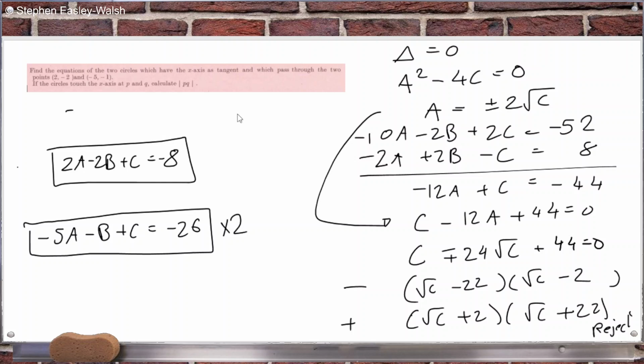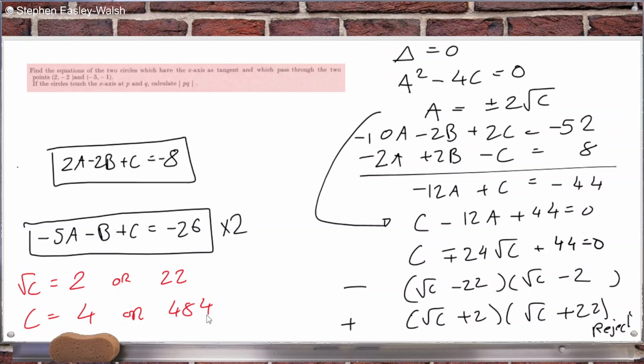Right, so let's continue that in red. So you have root c equals 2 or 22. A big circle and a small circle. That's what I was guessing, but I might have to graph it to see it. So that means c is 4 or 22 squared, which is 484.